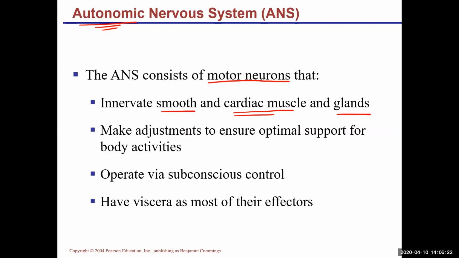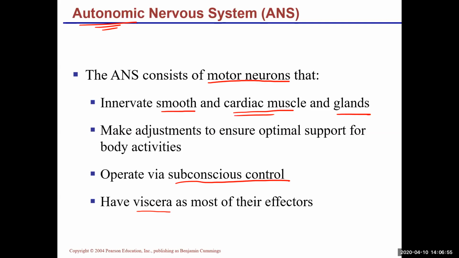So that is the idea, and so on. This is adjusting for what the body requires, what the body needs. This is via subconscious control. Again, it happens automatically. Most of the effectors are visceral. That means they are organs, like an organ of the heart, for example, or an organ of the digestive system, for example. Those types of things.